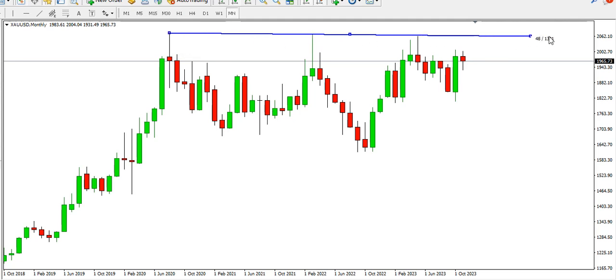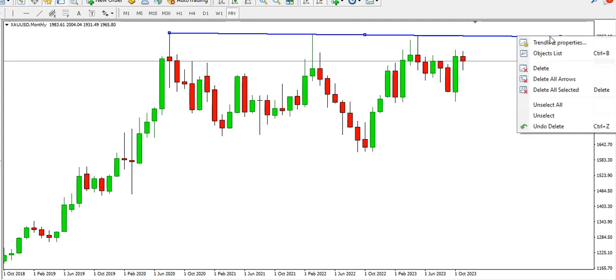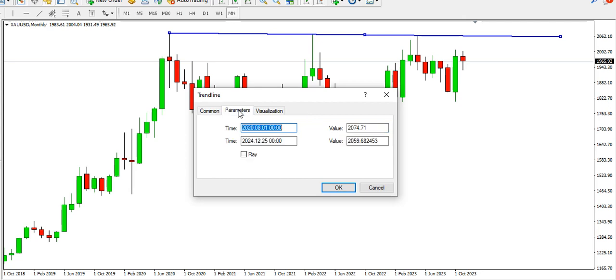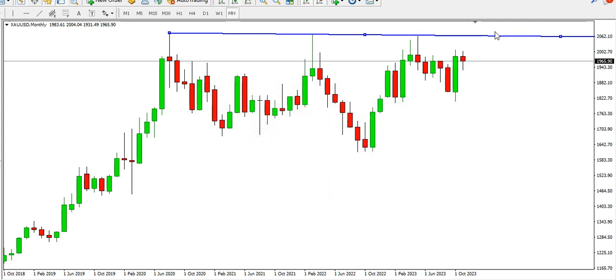You can plot it and drag from the left side of the chart towards the right side. Okay, and then you can extend it, right click on the trend line tool and then click extension. All right, or click the ray, for the trend line to move forward towards the right side. Okay, so that's the trend line for the monthly time frame.